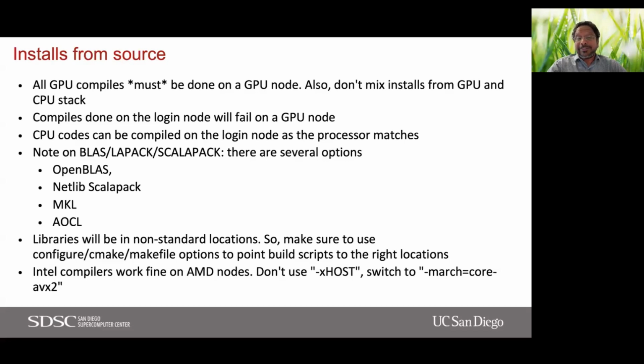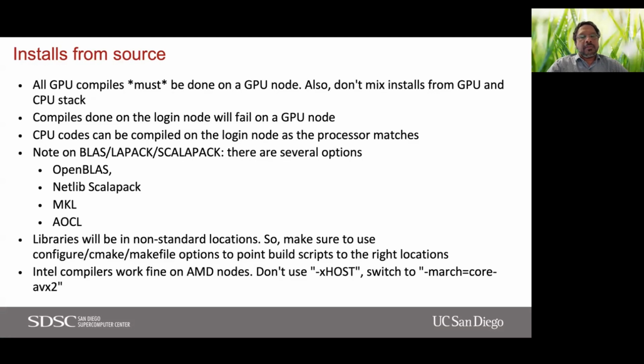They all work. They all will link in fine. Performance really depends on the particular functions that you're using and so on. So this is something you should test and make sure. For example, there are cases where the Intel MKL library works better on the AMD nodes than OpenBLAS or AOCL. It's just optimized better for the particular function you're using, for example.